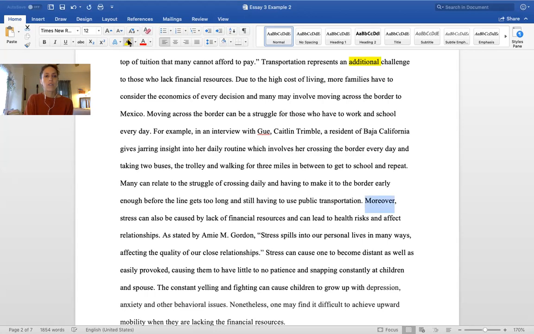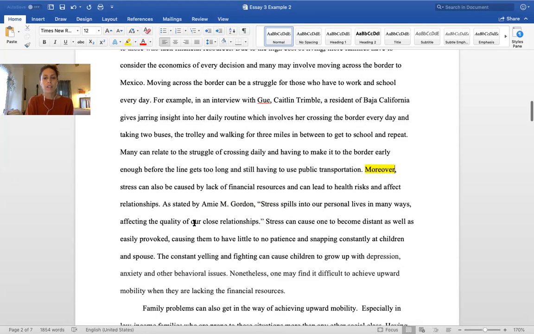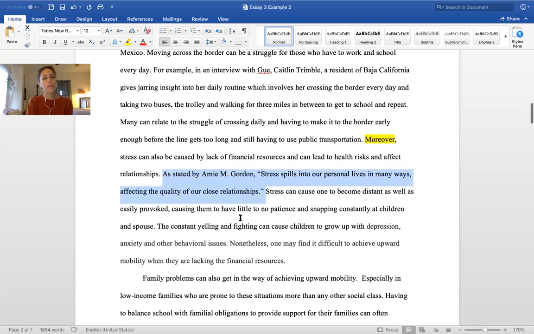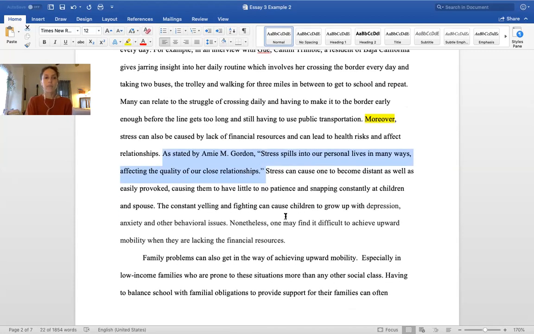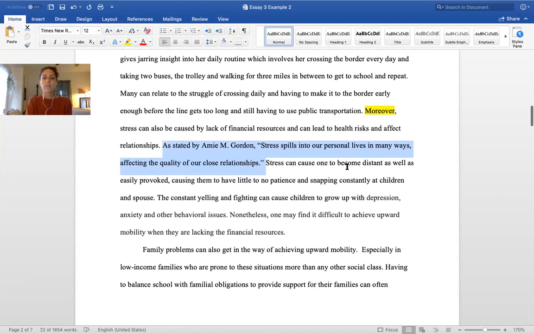Good. So here's this person's third example. Moreover, stress can also be caused by lack of financial resources. So our third is, and can lead to health risks and affect relationships. So our third example here is stress. As stated by Amy Gordon, stress spills, blah, blah, blah. So this is a perfect quote because it's not super long. Remember how I said in the previous video, let's not make our quotes more than 2 lines. So this is a perfect example. Stress can cause one to become distant as well as easily provoked.